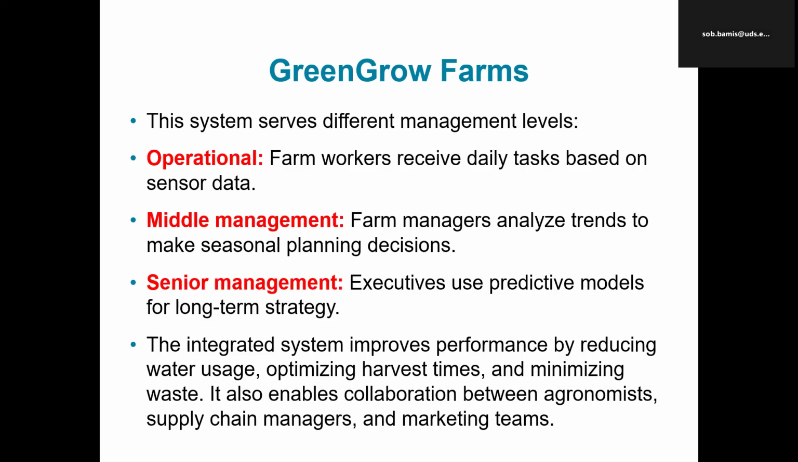So with all these systems put together, we said that an information system will help improve what? Performance. In the case of the farm, how is it going to help improve performance? One, it can help reduce what? Water wastage or the usage of water. It can help the farm manager optimize harvest times, minimize waste, and also it will enable collaboration between agronomists of the farm, supply chain managers, and the marketing team to help them to collaborate effectively.